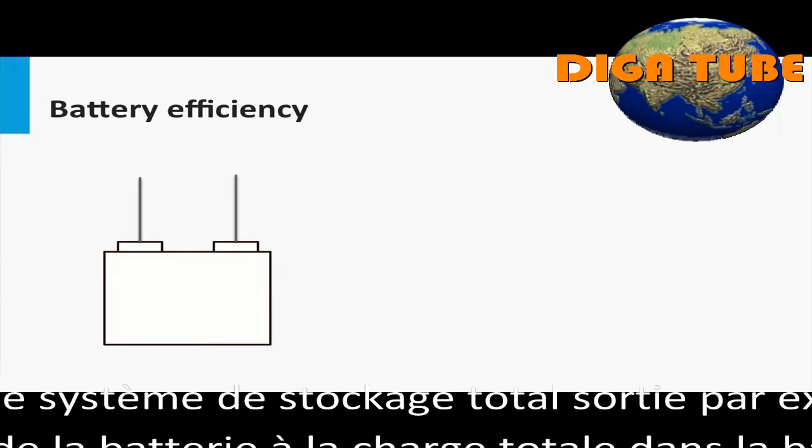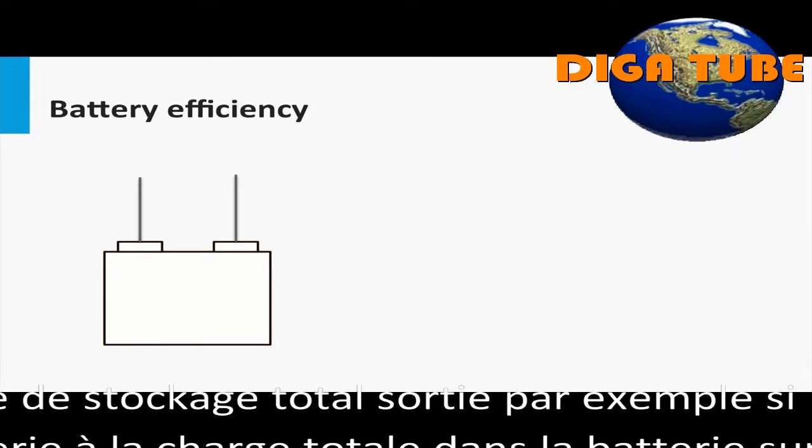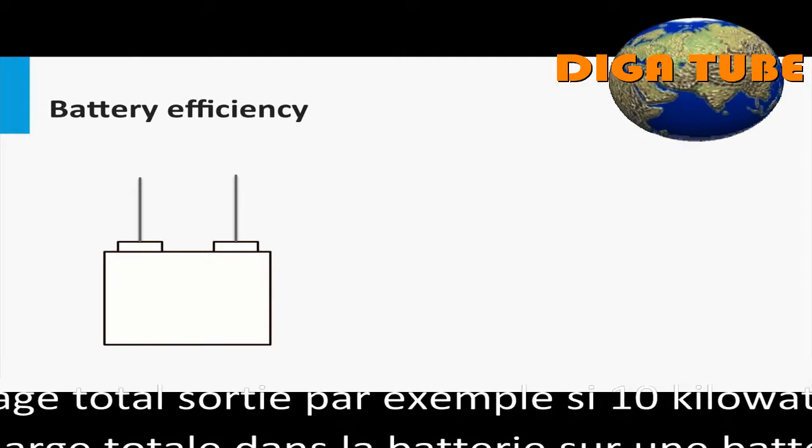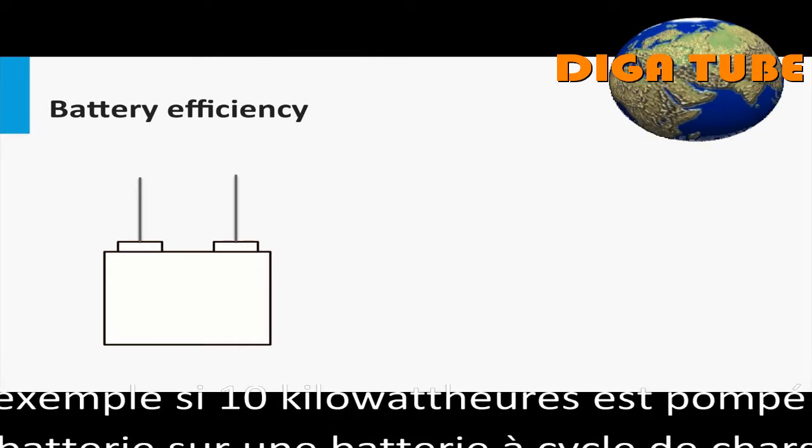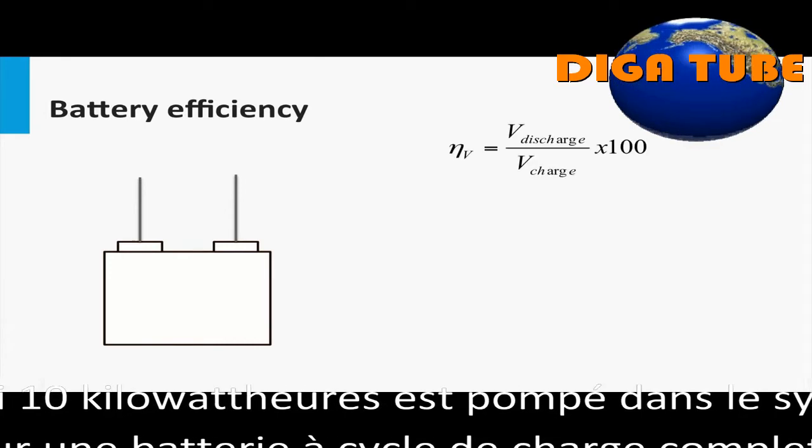The round-trip efficiency in case of the batteries can be broken down and studied further. The batteries are reported to have two kinds of efficiencies.